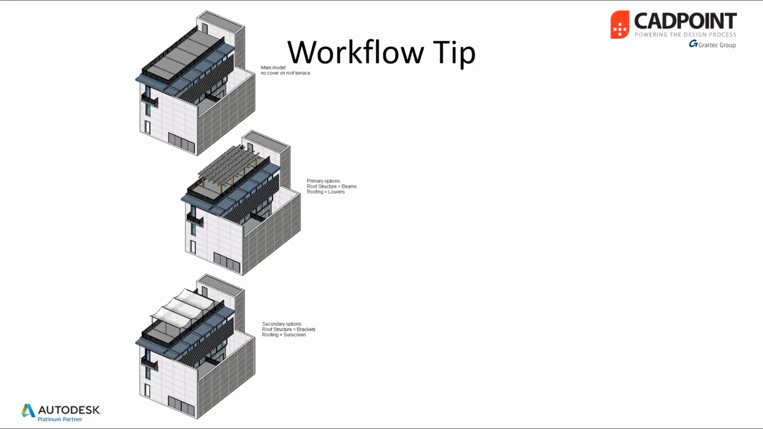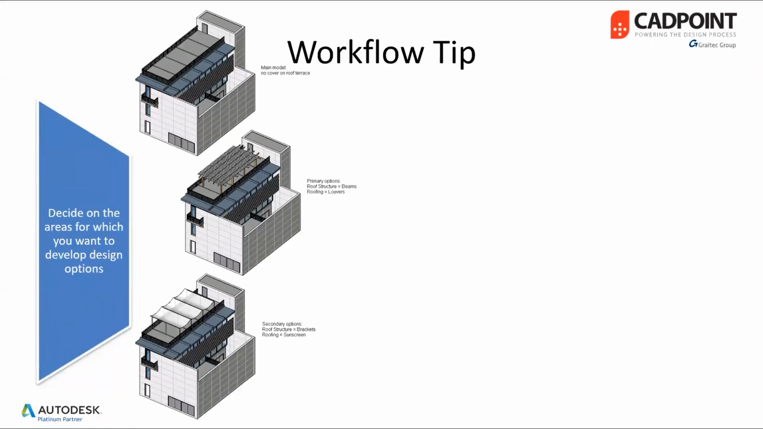For some workflow tips, you can use this process to develop sets of design options for your building model. In general, the process of using design options is as follows. Decide on the areas for which you want to develop design options. For example, you want to create one set of design options for the entry of a building and a second set of design options for the roof.